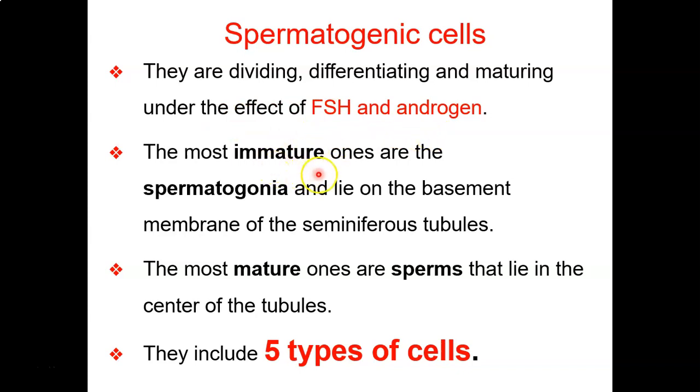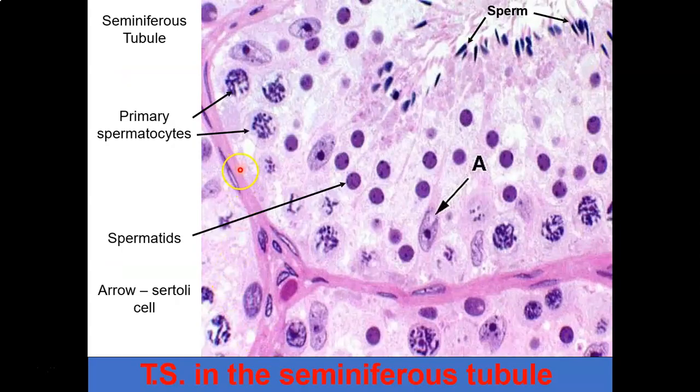The most important ones are the spermatogonia. The spermatogonia lay on the basement membrane of the seminiferous tubules. The most mature one is the sperm, and that lays in the center of the tubule. We have here 5 types of cells. Look at this. This is the well-developed basement membrane. And this is the interstitial cell of Leydig, the endocrine part that secretes testosterone.